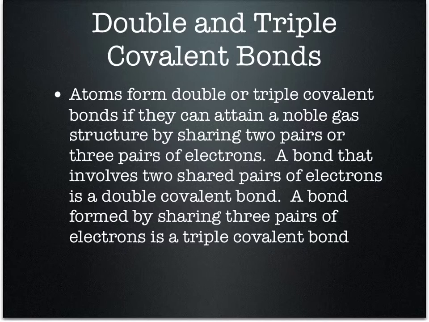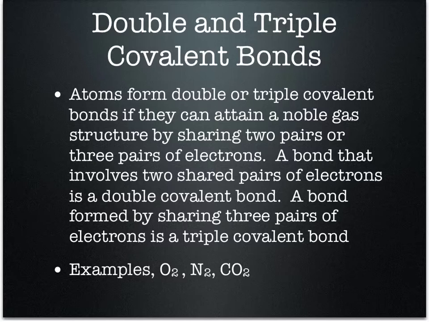Not everything works when you just make single bonds. So atoms can do double or triple bonds also. So that happens at times. We get double and triple bonds. They share 2 pairs or 3 pairs of electrons. Here are some examples: oxygen, nitrogen, carbon dioxide. Let's take a look at them.